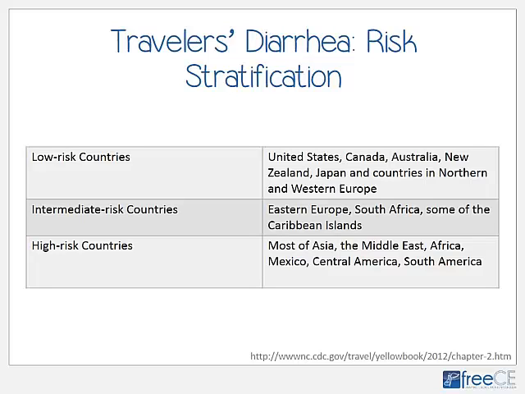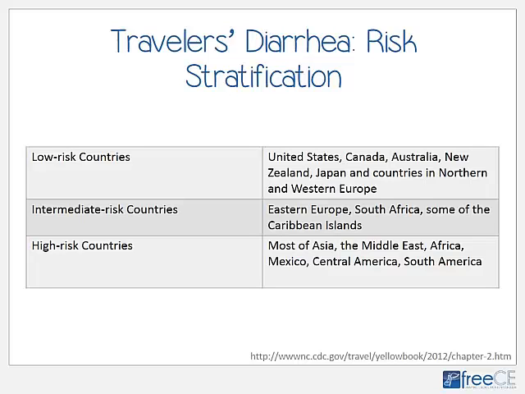So intermediate risk countries include Eastern Europe, South Africa, and some of the Caribbean islands. High-risk countries include most of Asia, the Middle East, Africa, Mexico, Central America, and South America. These are the countries where you need to be more careful with what you eat and drink. Take greater precautions. If you're traveling to those countries, you probably want to get a prescription and take along some medication used to treat travelers' diarrhea. So fluoroquinolone or azithromycin are nice options to take along.